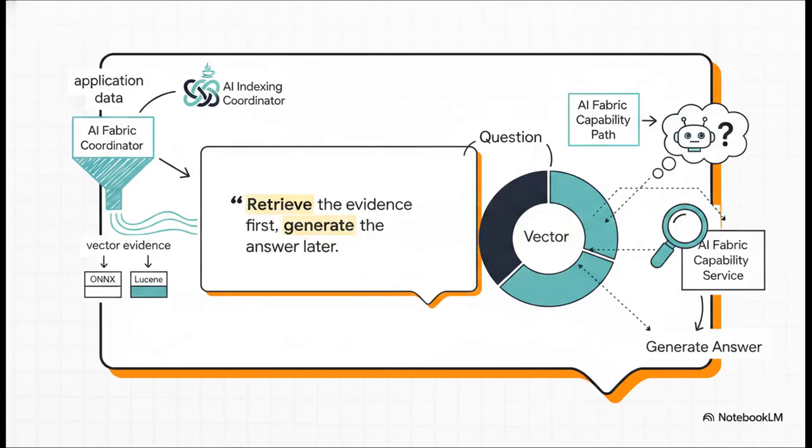Which brings us to the ultimate ground rule of AI Fabric. You ready? Retrieve the evidence first, generate the answer later. By strictly proving your vector evidence first, using those local tools like ONNX and Lucene we talked about, you guarantee that you are grounding your future RAG, or retrieval augmented generation, in absolute truth. You are completely separating the question of, did we find the right source, from, did the AI summarize it correctly? Those are two very different things.